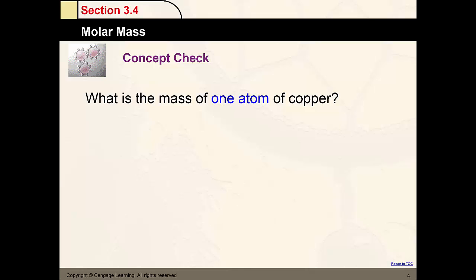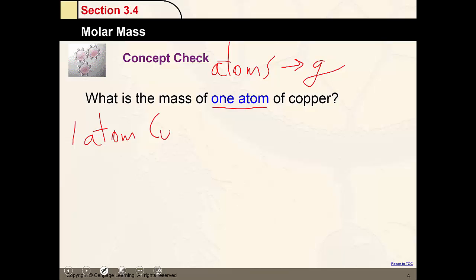Each of those was one step. Now we should be able to combine those. So here, I'm asking for the mass. So this is atoms to grams, which is going to be a two-step problem. Since it's exactly one atom, we can ignore that sig fig. So we start with one atom of copper, and eventually we want to get to the mass of copper, or grams of copper.